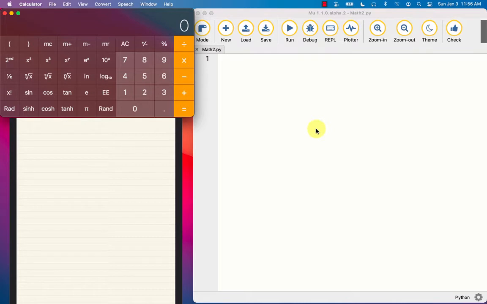So let's get started. For this video, I will be using the calculator on my computer, the IDE on my computer, but then also using my iPad to solve the math problem. So, like I said, we're going to do some trigonometry. We'll do sine. I guess we could do sine, cosine, or tangent, but let's use sine.